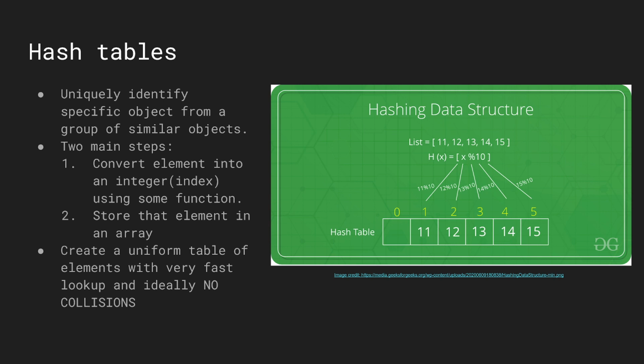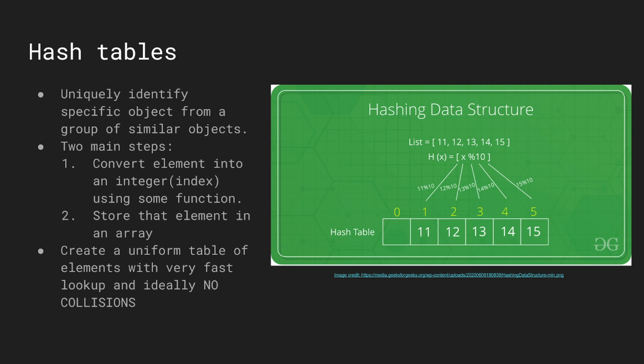Essentially, what you want to do is come up with a function that's going to convert one element into an integer, which is going to be the index of the array, and store that element in the array. The best sort of hashing algorithm is going to create a uniform table of elements, which will allow you to very quickly look up the elements in that list. And ideally, there's no collisions.